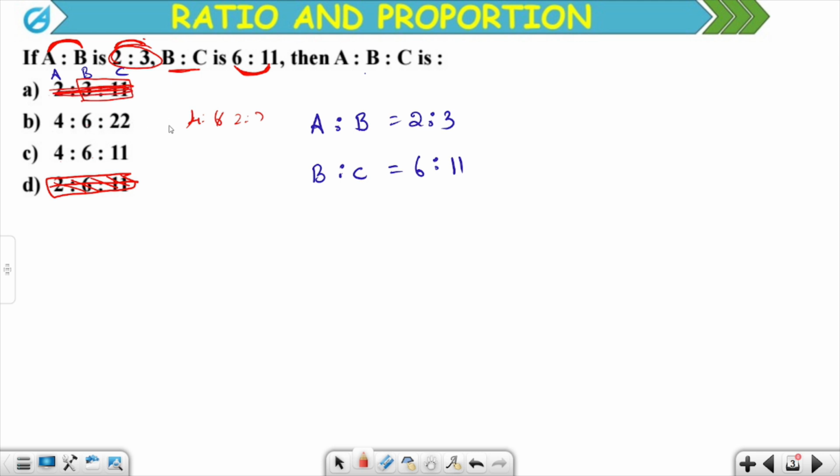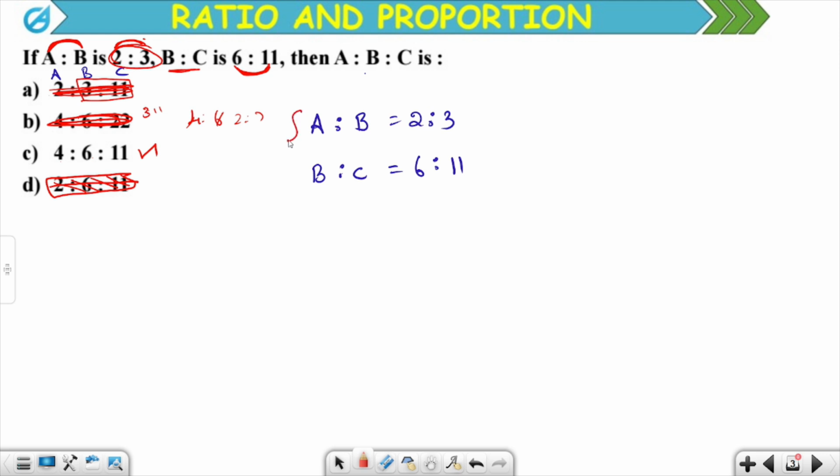Similarly, 6 and 22. What is the ratio? We get 3 and 11. But actually, how much do I want to get? 6 and 11. So from this, I'll omit this option also. So what is the answer for this one? It is nothing but option C. Now, we'll cross-verify with the normal method.